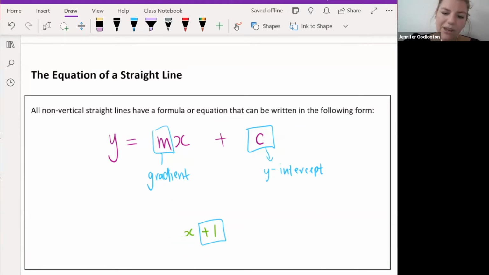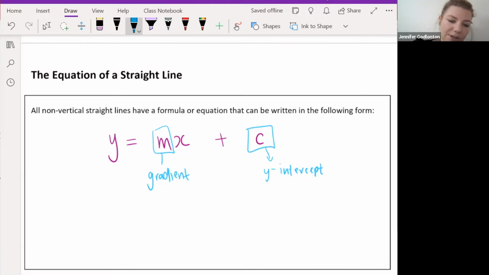Now, when we are looking for a gradient, there are lots of different ways that we can find it. I'm going to write all the different ways so that you've got it and you can take a picture of this. Your schools may use a different method, but you've got it all together here, so you know which ones we're talking about.